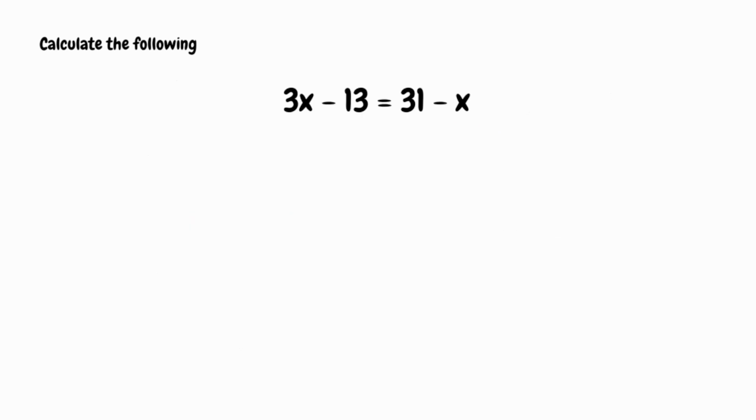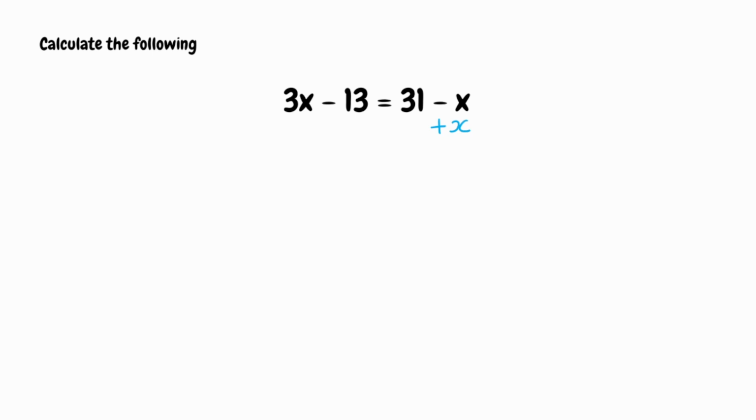Okay, and now looking at this very last question, we've got that 3x take away 13 is equal to 31 minus x. So again, we've got coefficients of x on both sides of the equation. So again, we want to eliminate the smaller term. So we've got 3x on the left-hand side, but we've got negative x on the right-hand side. So that means we've got negative 1 lots of x. So our smallest coefficient here would be that negative 1. So to eliminate that term, I'm going to do the opposite of minus x, which would be to add x. Because if I have negative x and then I add x, that's going to give us 0, so it's cancelled.